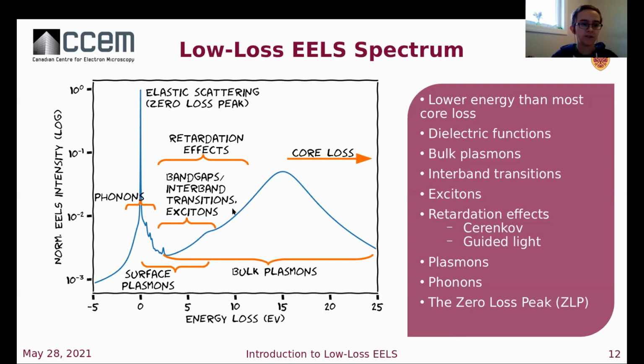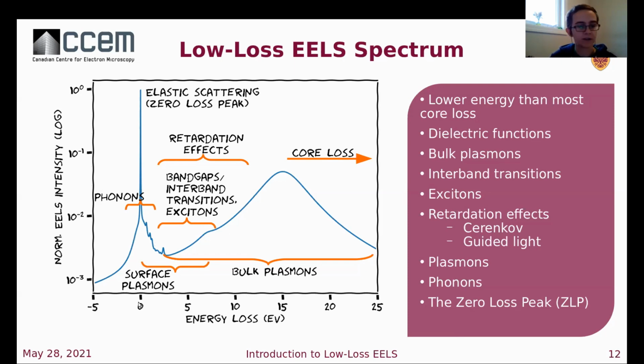Typically, this depends on the material that you're looking at. Each one will exhibit a different bulk plasmon signal in terms of the shape of the peak and the location of the peak. It can be at a few eV for, say, silver, up to multiple tens of eV for different insulators. At lower energy than the bulk plasmon peak, we start to get into band gaps, interband transitions, excitons, retardation effects. All of these I'll go through a bit later.